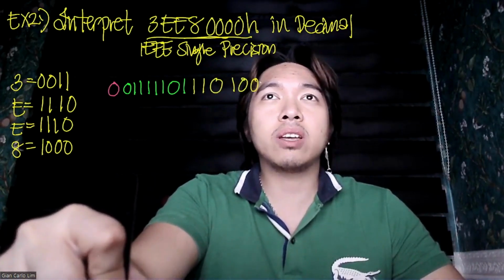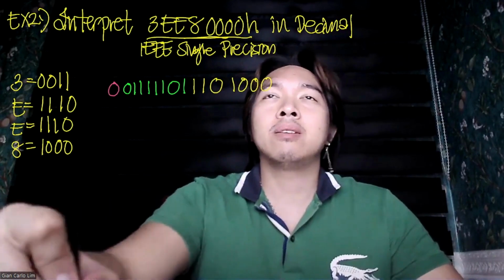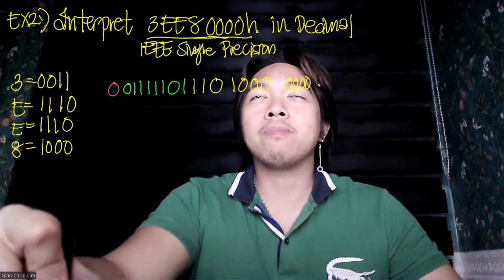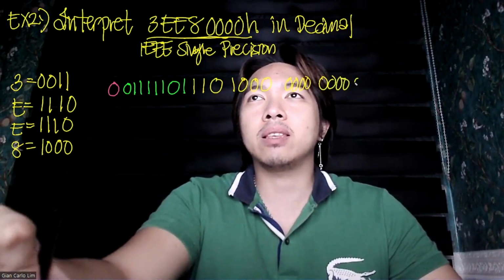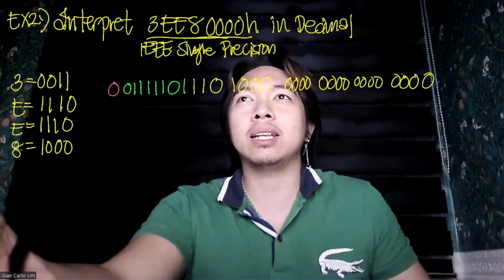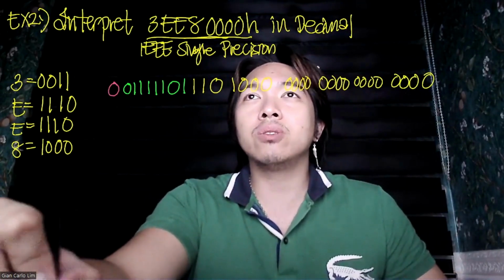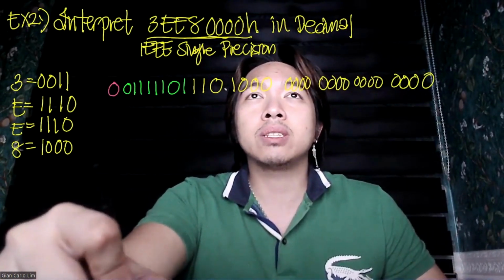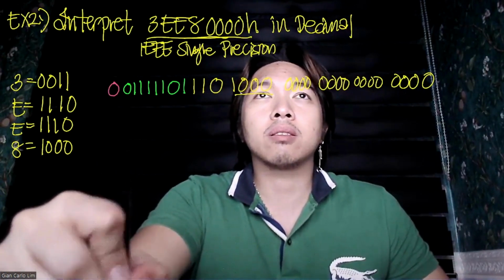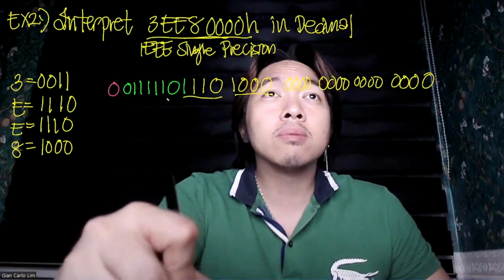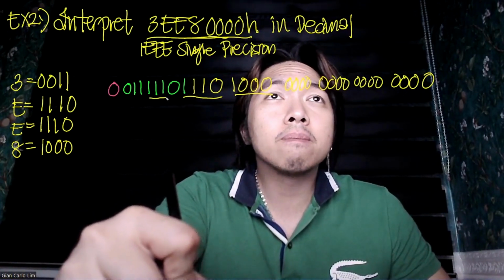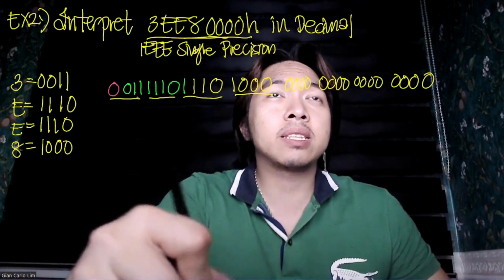1, 0, 0, 0. And then 16 zeros. So 1, 2, 3, 4, 5, 6, 7, 8, 9, 10, 11, 12, 13, 14, 15, and 16. So tingnan nga natin. So this is 0, 0, 0, 0. This is 8. This is E. This is E again. And then this is 3. Okay.